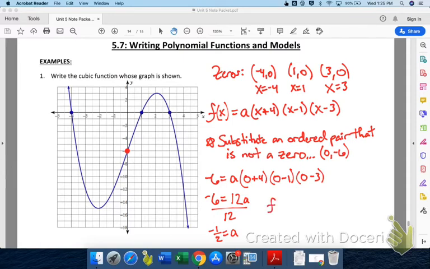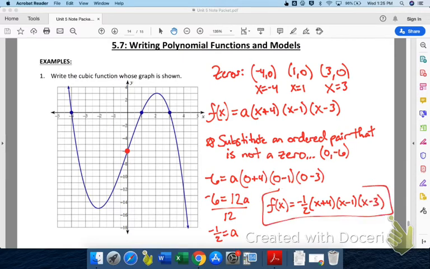To write my final function, I go back to what I had in the previous step, where I had all the factors written out. I plug in what I know for a, which is -1/2. And I'm going to go ahead and just write these factors out and call it a day here and write that as my equation.